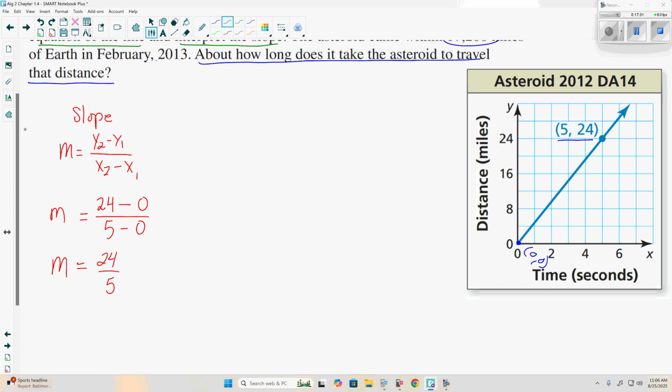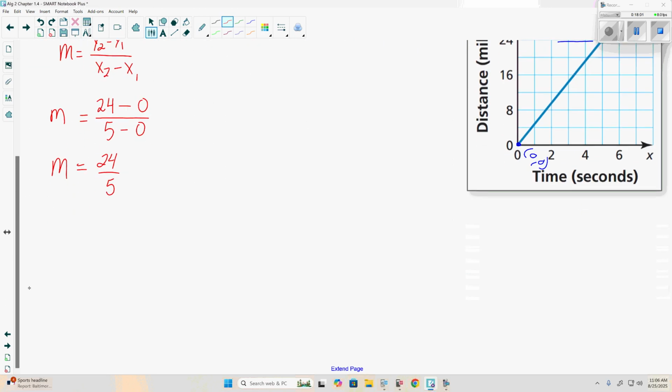Now, one of the main parts of this is to interpret the slope. What it means to interpret the slope is to put in words what the slope is telling us, what it is describing. If we look at this here, our 2 variables are x and y. X is denoted as what? Time. And y denotes distance in miles. So they told us that the slope is 24 over 5. 24 is our distance in miles. 5 is our time in seconds, yes? So change in y over change in x.